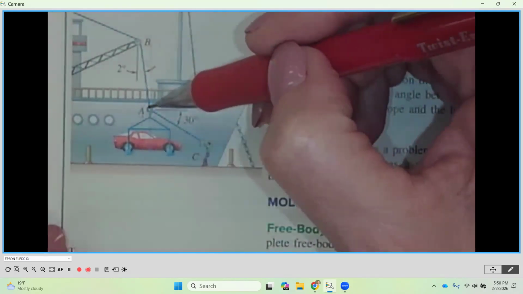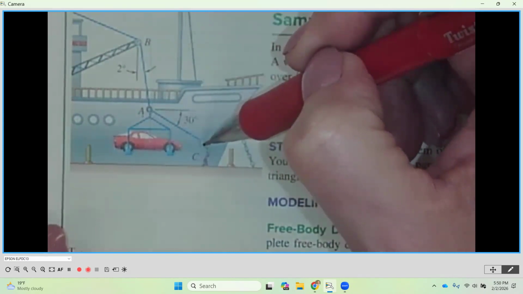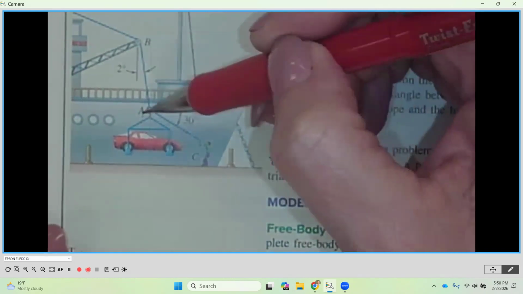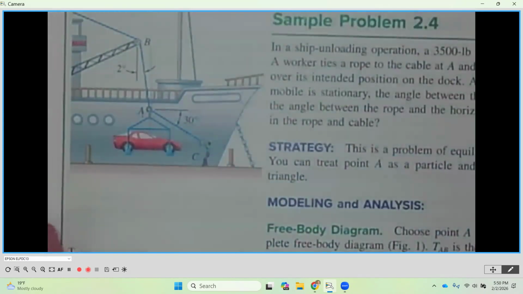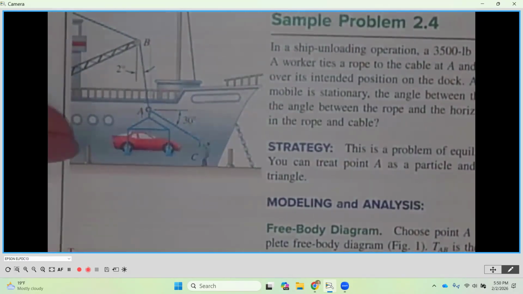So we want to know, what is the tension in cable AB? And what is the tension in cable AC? All right. Our automobile, remember, is 3,500 pounds. Okay. So we're going to be taking that into consideration.